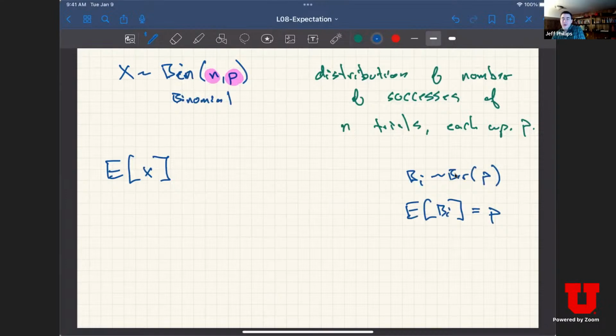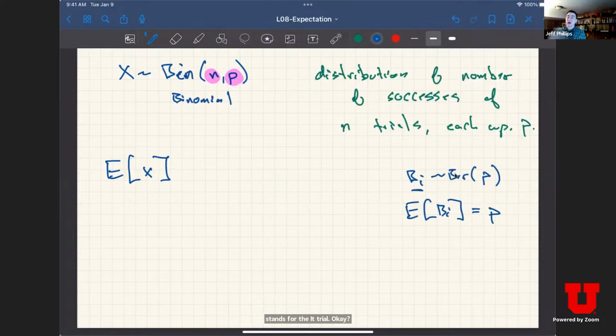Right, it's the number of successes we had, where a Bernoulli random variable is 1 if we have a success and 0 if we don't. So how does the binomial relate to the Bernoulli random variable? Yeah, so binomial is repeated Bernoulli, okay? So I could think of having n trials, and B_i stands for the ith trial.